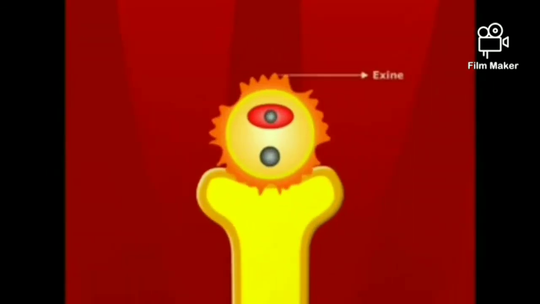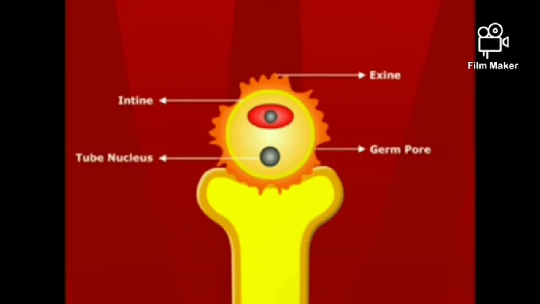The pollen grain has two layers. Outer is exine, inner is intine. The pollen grain has two cells, tube nucleus and generative cell.